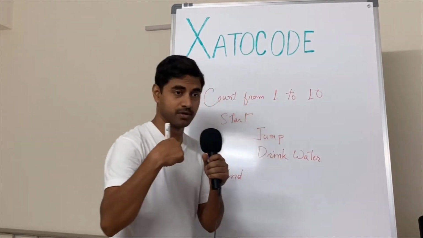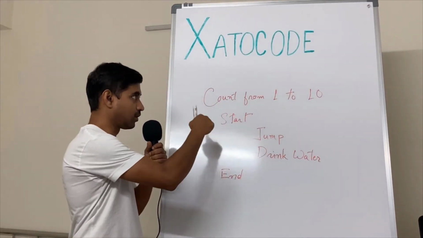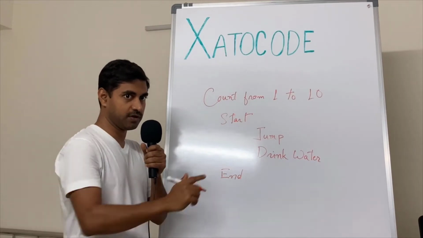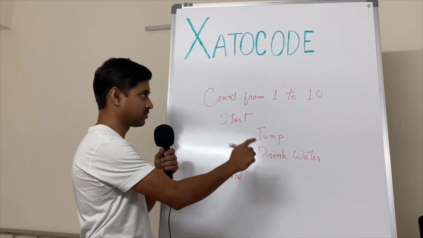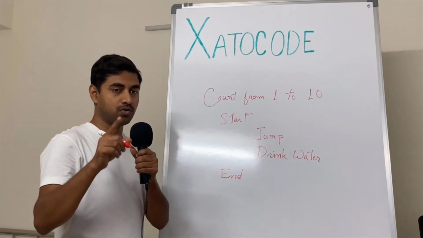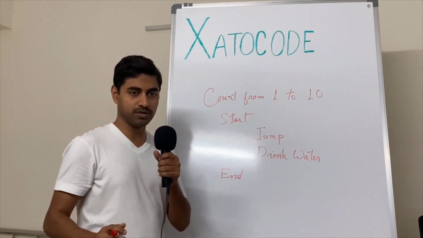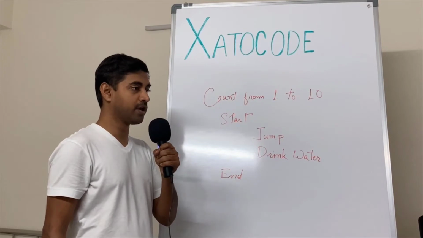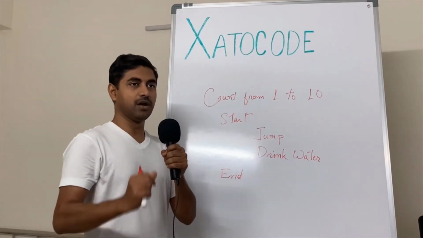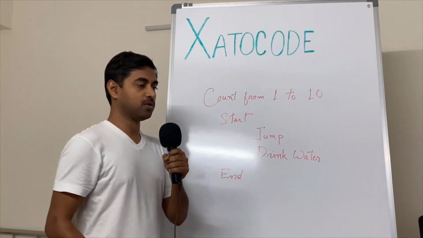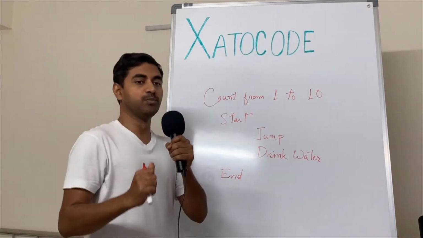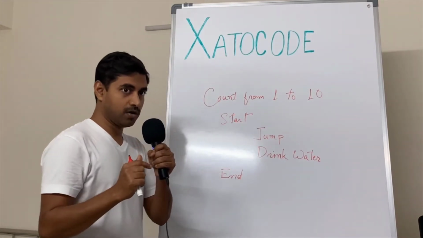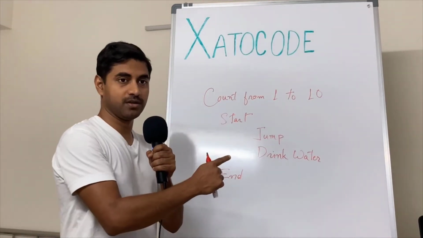I am the computer. So how will I follow the instructions? You have written this instruction. You have marked it as start and end. And these are the two tasks I should do. So I should count 1 and then jump and drink water. So this is how I will do it. I will count 1, I will jump, I will drink water, 2, jump, drink water, 3, jump, drink water. So I will repeat this up to 10.